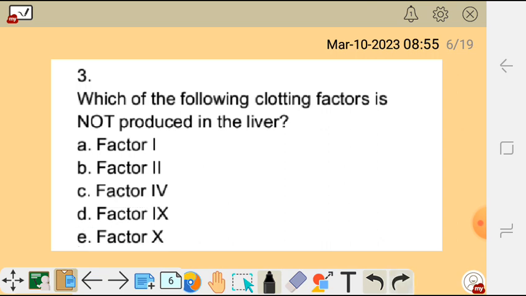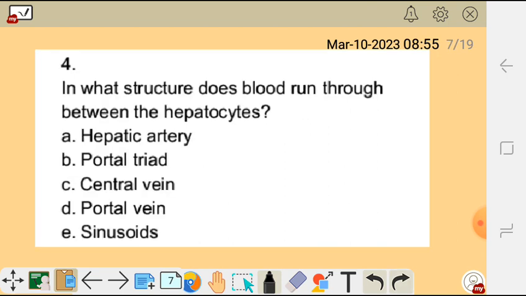So factor 1 is fibrinogen, factor 2 is prothrombin, and factor 4 is calcium. So calcium is not produced in the liver. So among all these, the one which is not produced in the liver is calcium, which is factor 4. So the correct answer is C.